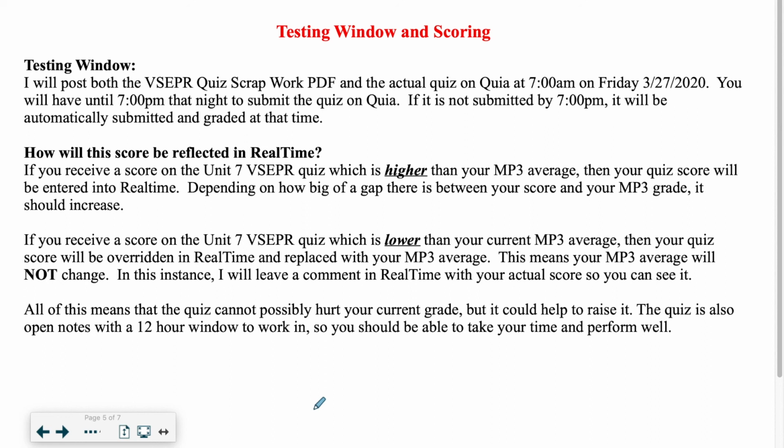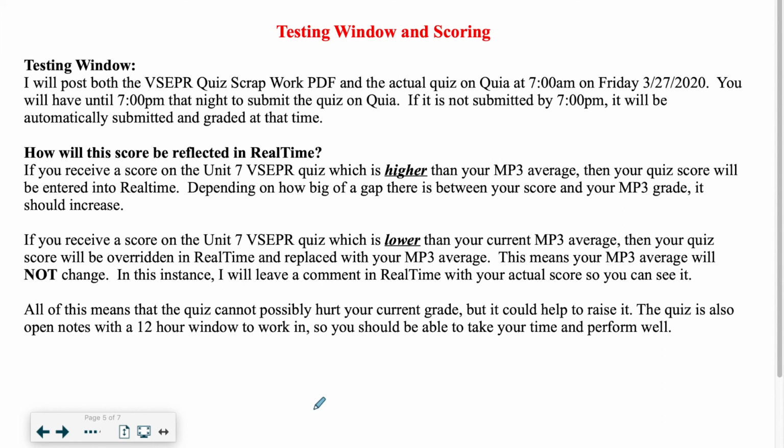Alright, for how your score is going to be reflected in real time. If you receive a score on the VSEPR quiz which is higher than your marking period 3 average, then your quiz score is going to be entered into real time like it normally would be. Depending on how big of a gap there is between your score and the marking period 3 grade, you should see some kind of increase within your overall grade.